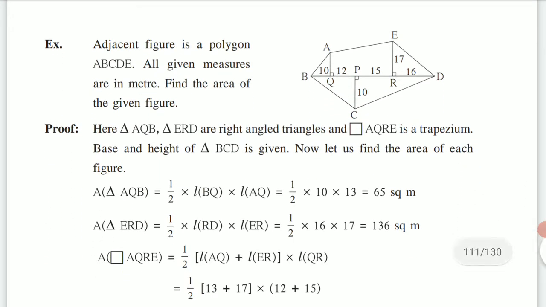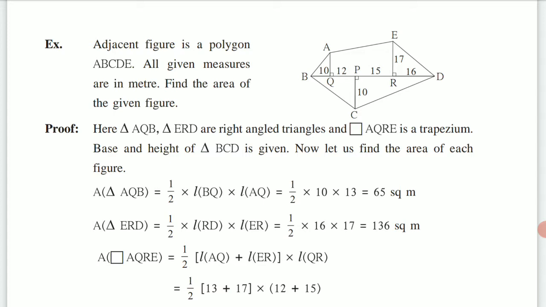The first example: the adjacent figure is a polygon ABCDE. All given measures are in meters. Find the area of the given figure. Answer: Here triangle AQB and triangle ERD are right angle triangles, and AQRE is a trapezium. Base and height of triangle BCD are given. Now let us find the area of each figure.